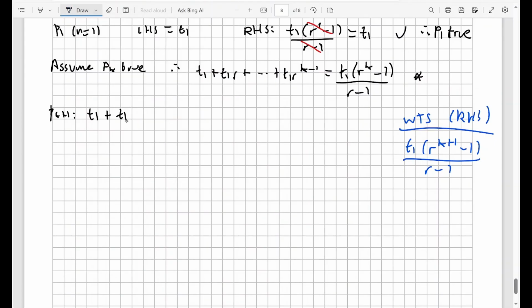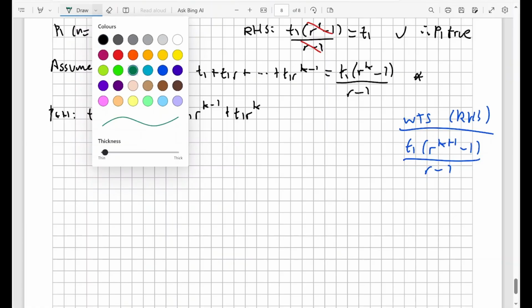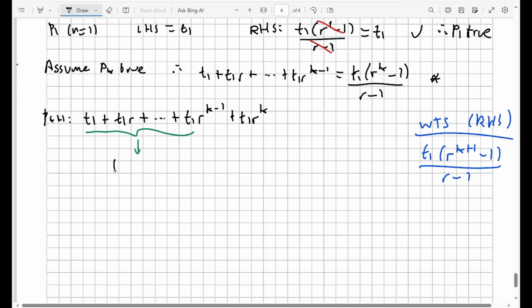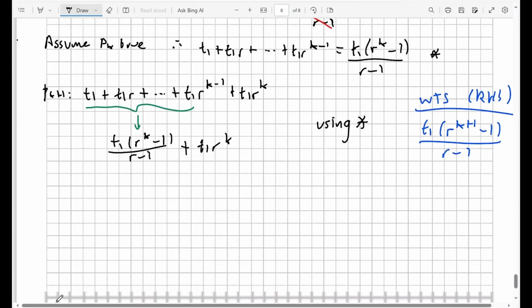T1 plus T1R plus T1 R to the k take 1 plus T1 R to the k. So we've added on that other term. Now all this stuff is going to equal T1 R to the k take 1 over R take 1. This will be using star. Now we're still adding on T1 R to the k at the end.